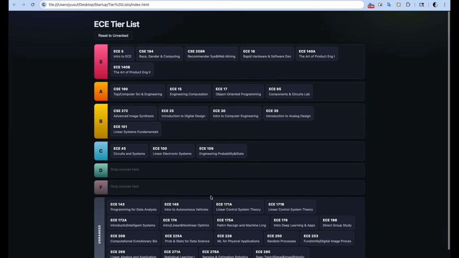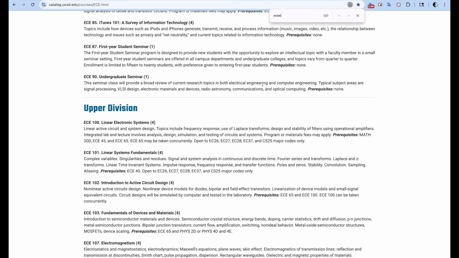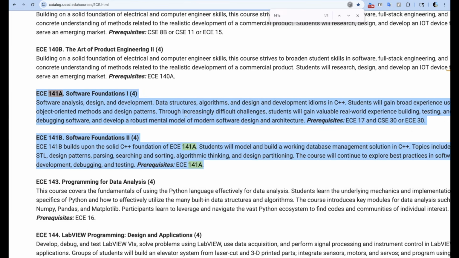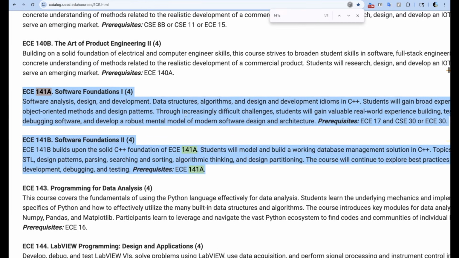I did not take 141A. There's another one called 141A and 141B. This is one of my regrets. I wish I took this. If you are an electrical engineering major and you want to learn about computer science, I kind of thought I knew a lot about computer science and CS, so I didn't take it.